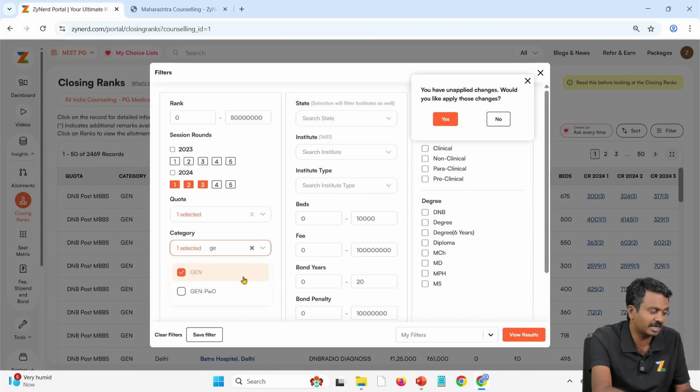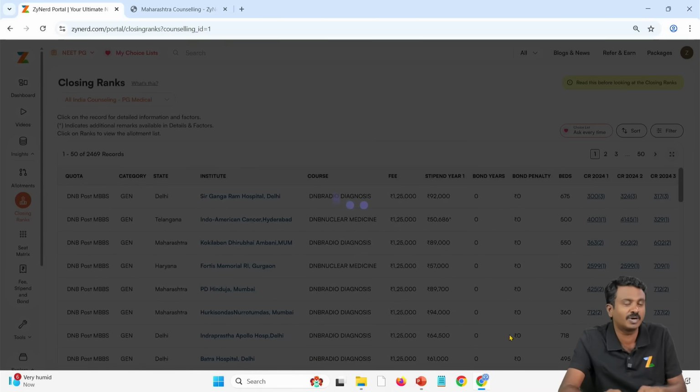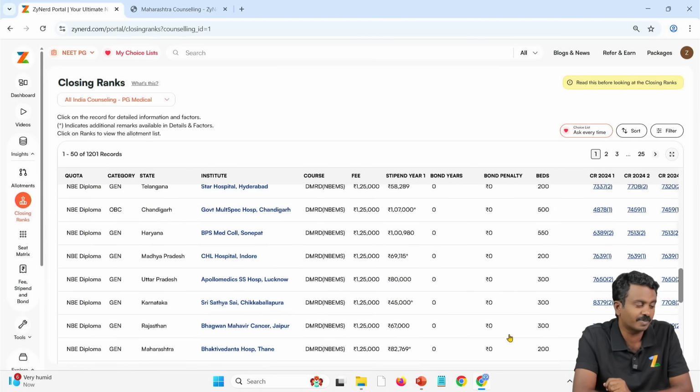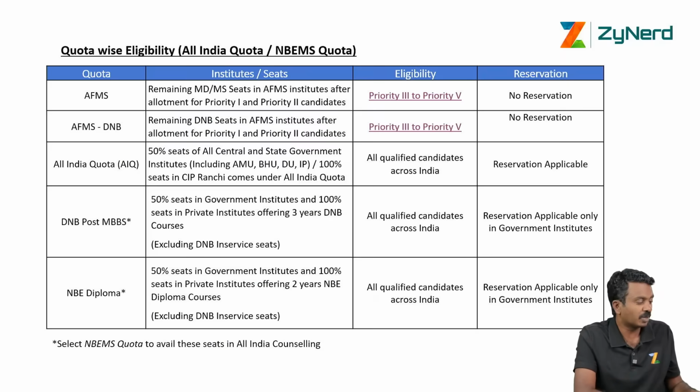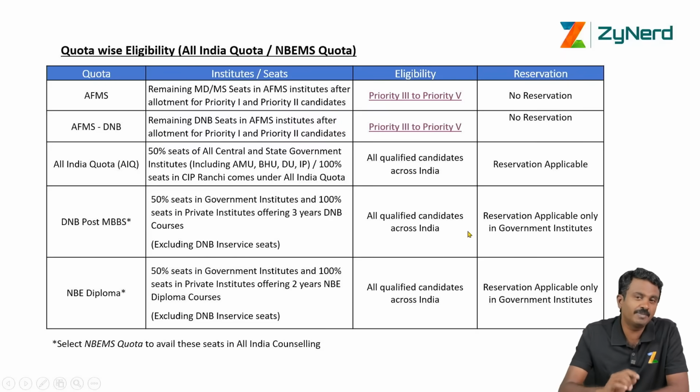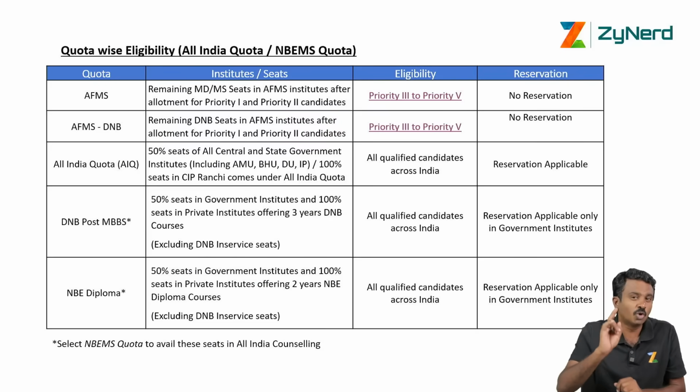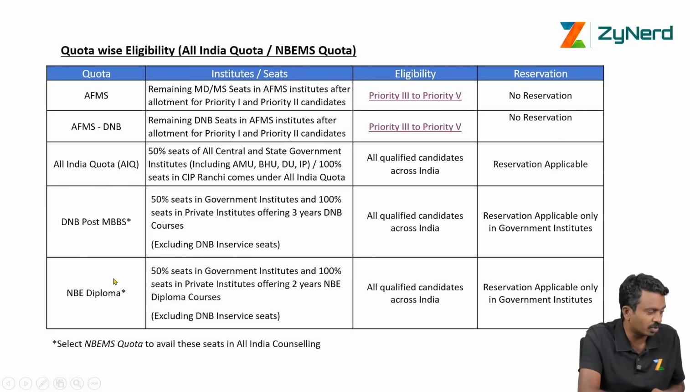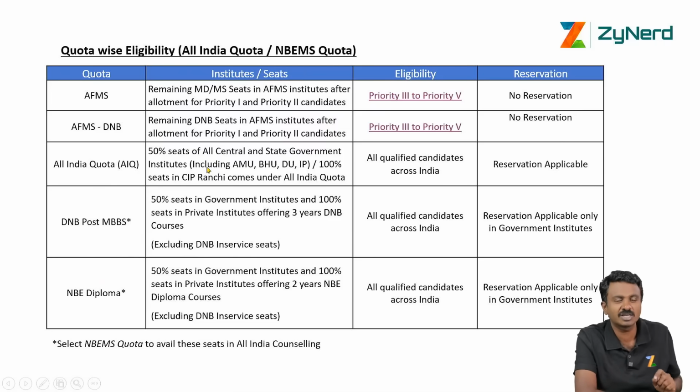We are taking general and an OBC seat over here. When we select OBC itself, we know that it will be only in government institutes. The rest of the private institutes don't have reservation. Now this is as far as DNB post MBBS and NBE Diploma is concerned. Note that these seats are not All India Quota. These are in hospitals. All India Quota is only in medical colleges or PG teaching institutes. So you will have to take that into consideration.